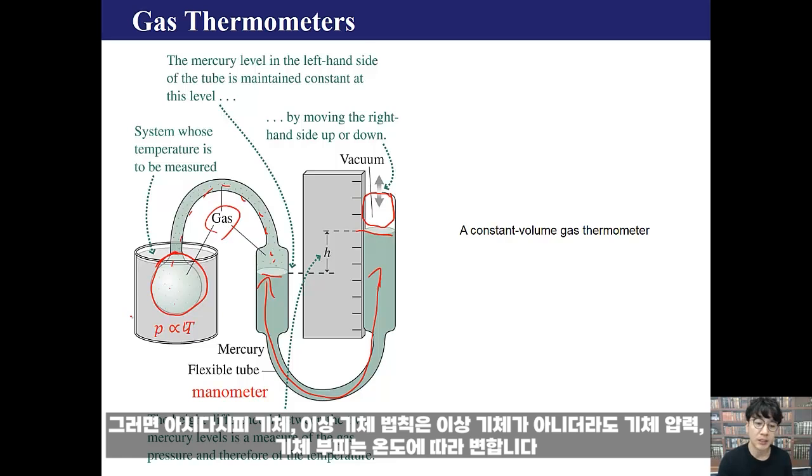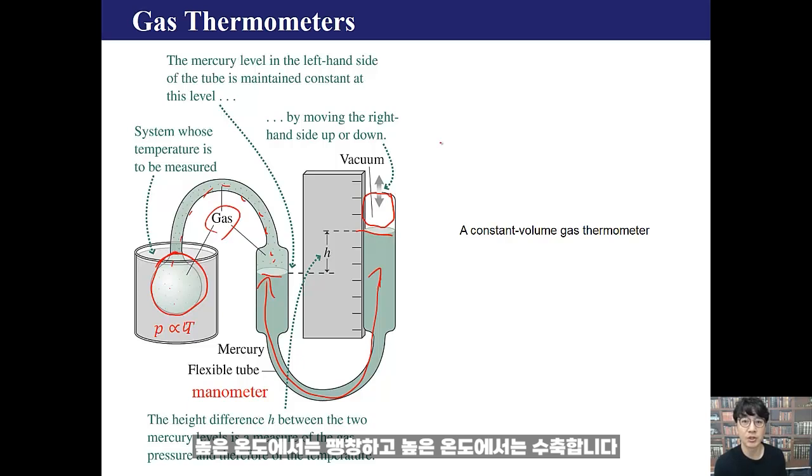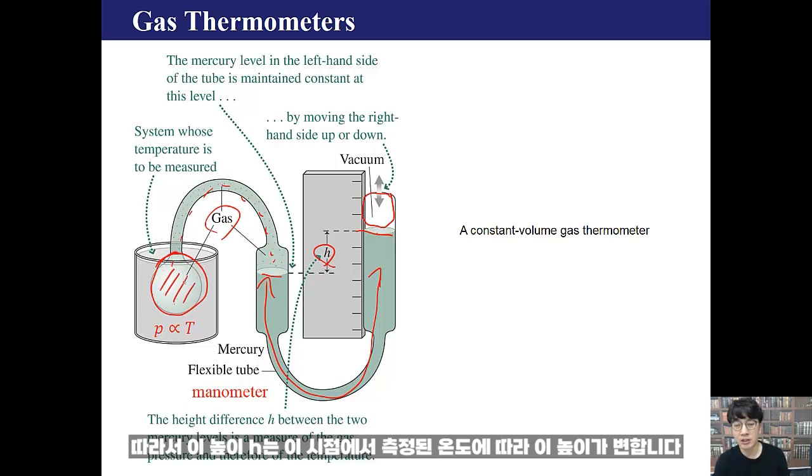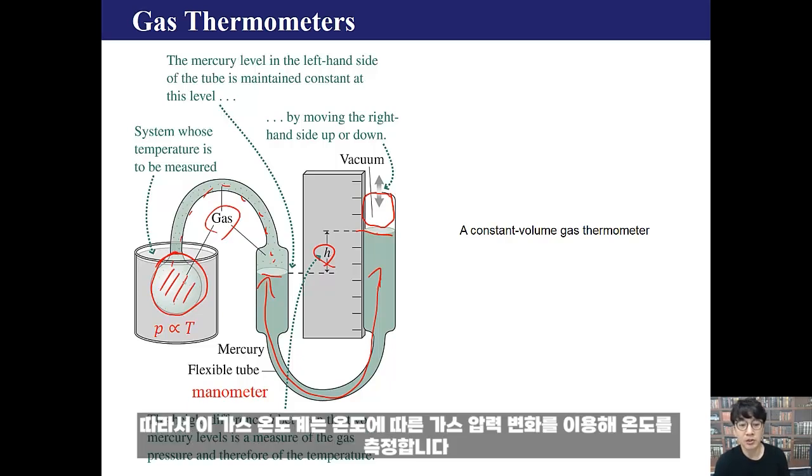As you know from the ideal gas law, even if it's not an ideal gas, gas pressure and gas volume change with temperature. It expands at a high temperature, and the gas volume decreases with lowering temperature. So the volume and pressure change usually linearly with temperature. So this height h changes as a function of temperature that is measured at this point. This gas thermometer uses the property that gas pressure changes with temperature to measure temperature.